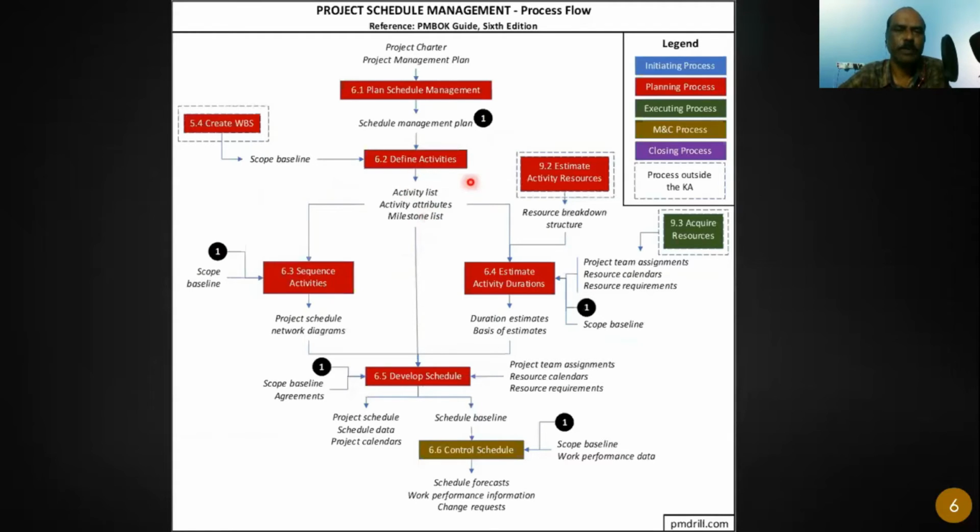Now this is the first process. I need to define the activities, come out with a list of activities. What is the second step? The second step is to sequence the activities. Of course, it's not sufficient for you to come out with a list of activities. You need to define which is to be done first, which is to be done second, which is to be done third. What is the sequence?